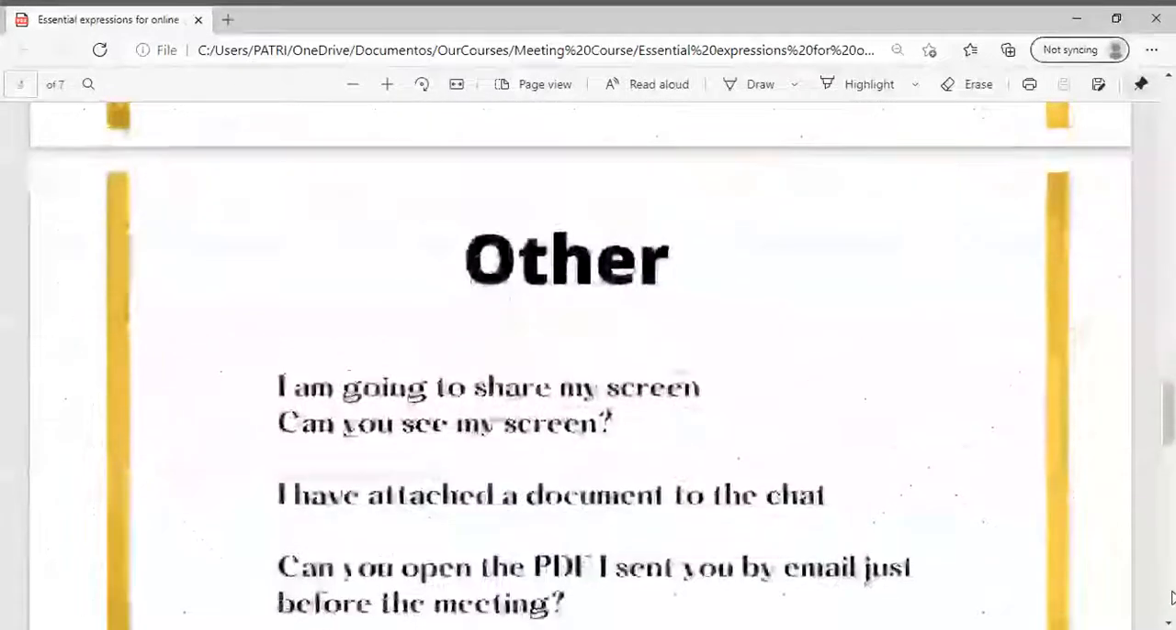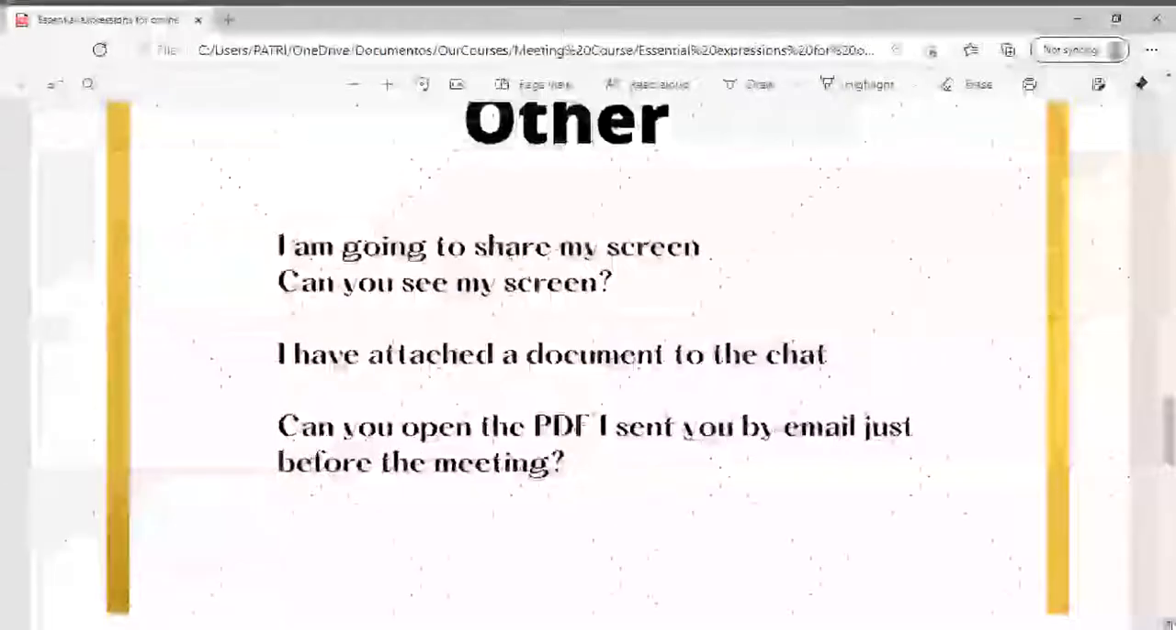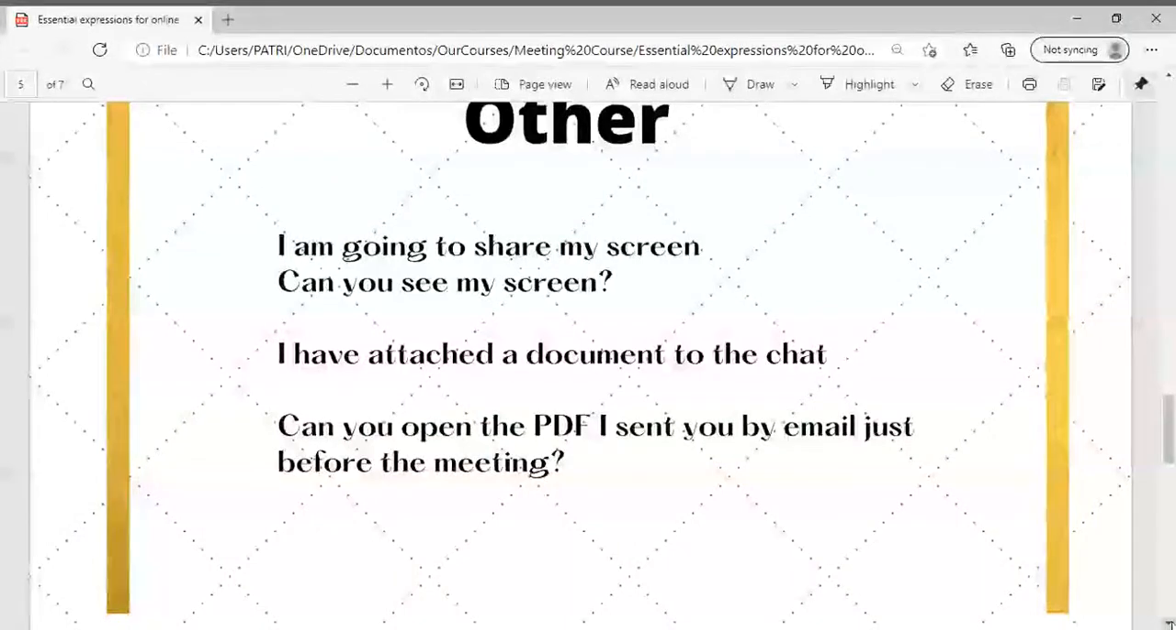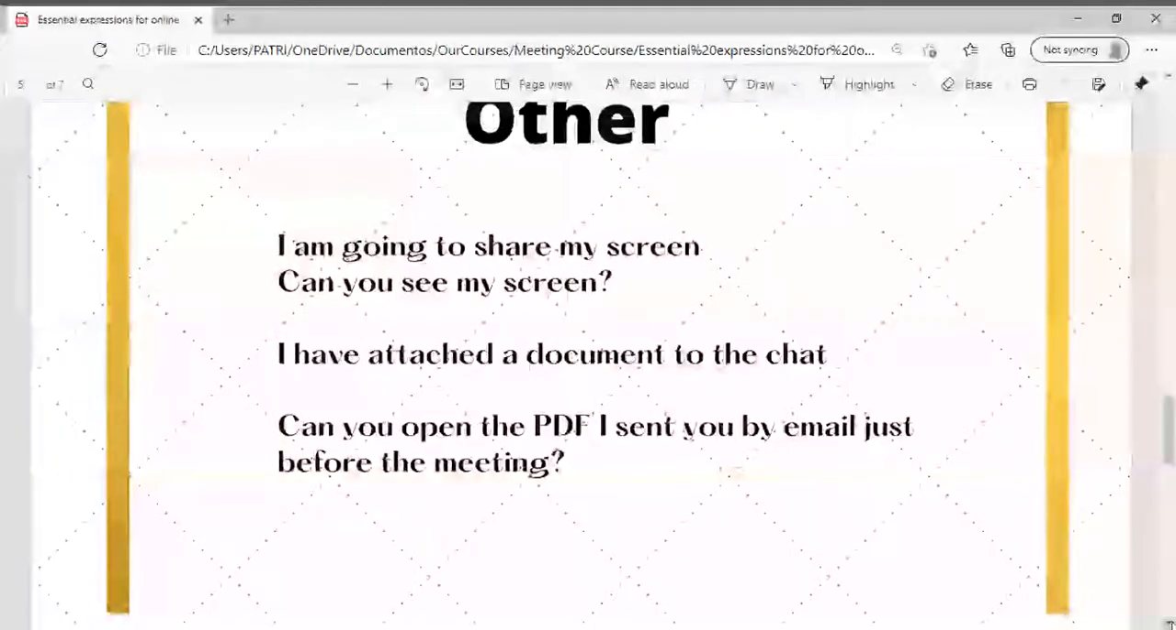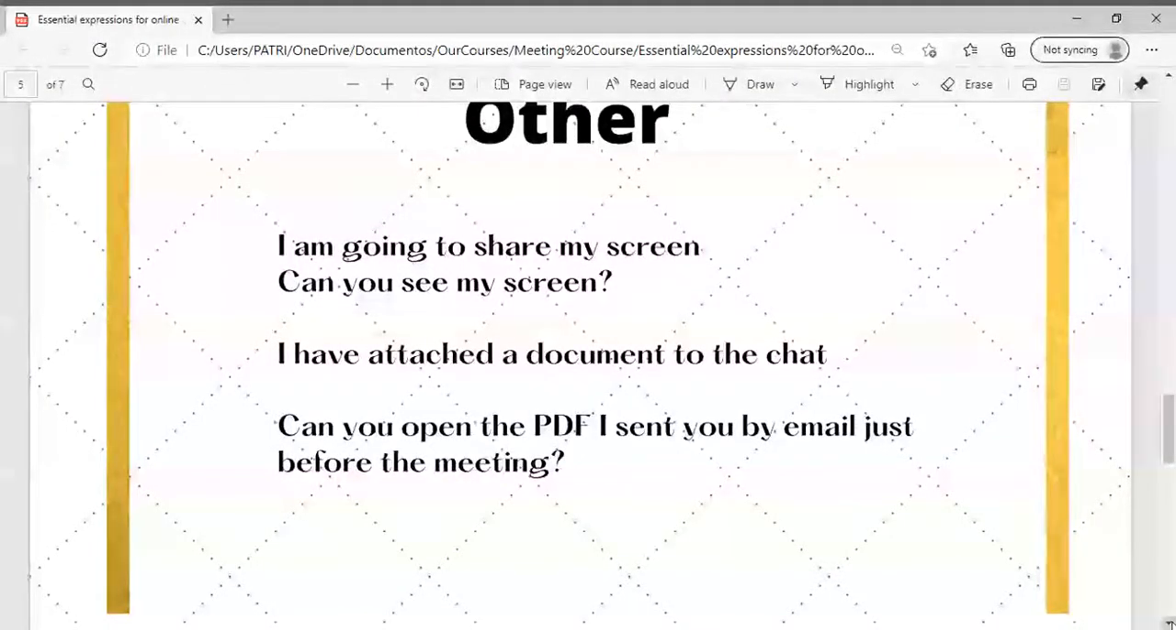Okay? So then other things that you might need to say are, for example, you need to share your screen like I'm doing right now to show people things. So I'm going to share my screen. Or can you share your screen, for example, so we can see what you're talking about? Can you see my screen to check? Because it can often happen that you're sharing the wrong screen or something. Can you see my screen?